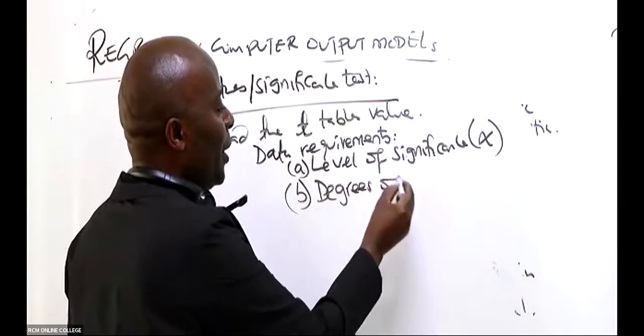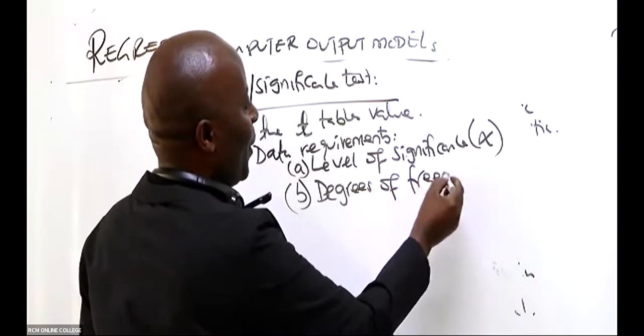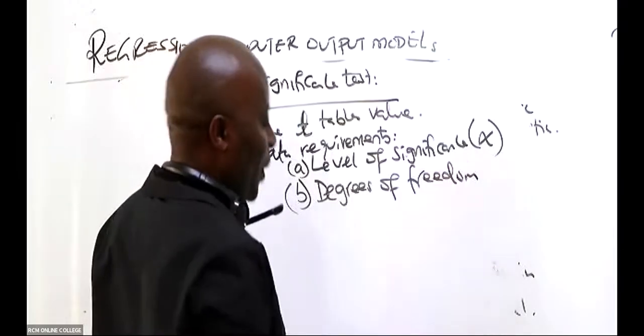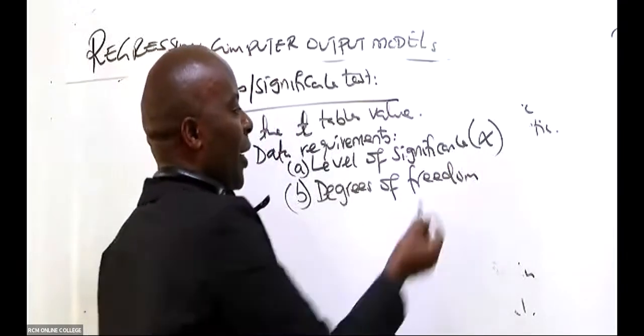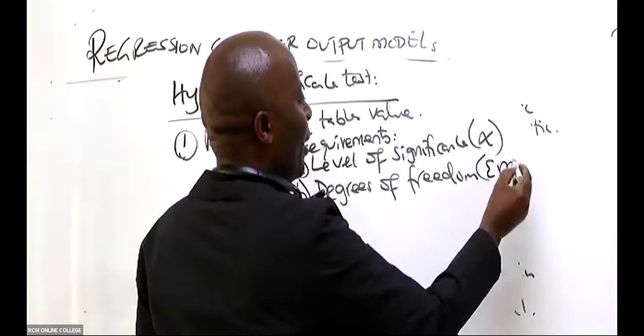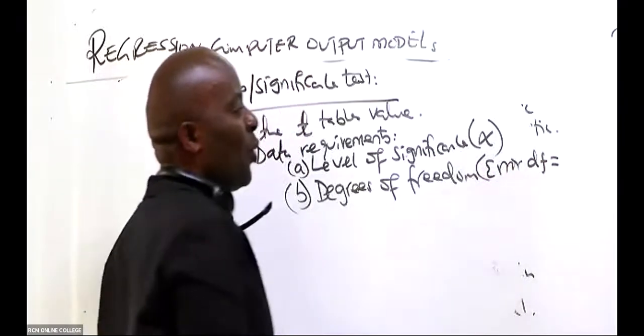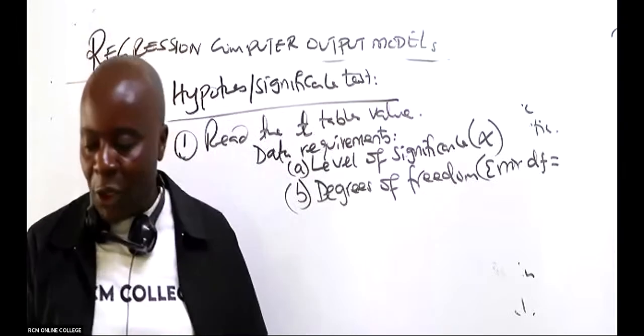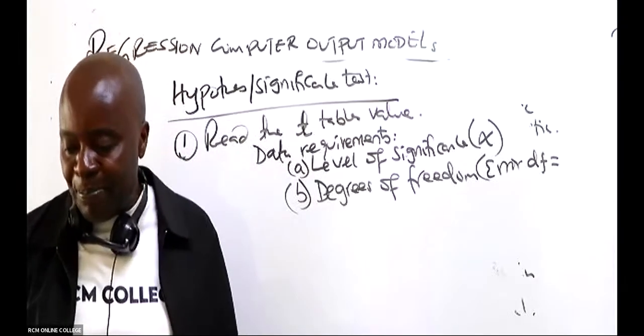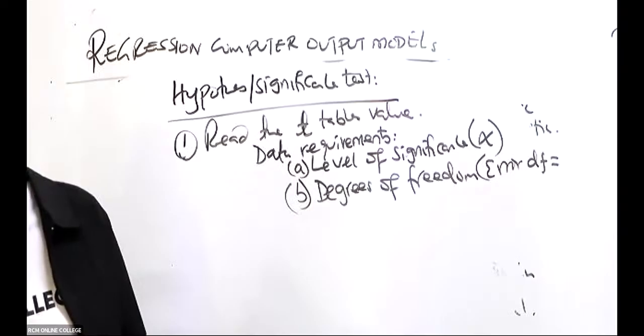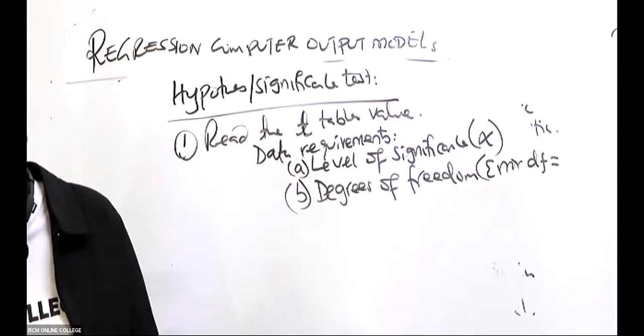And then B, we need degrees of freedom. Actually, these are the error degrees of freedom. Are you able to see them from your table there? The error degrees of freedom, is there somebody who is able to see them? Anybody who is able to see them from the table?